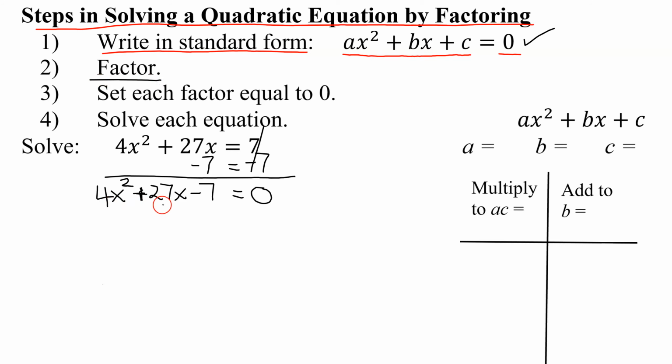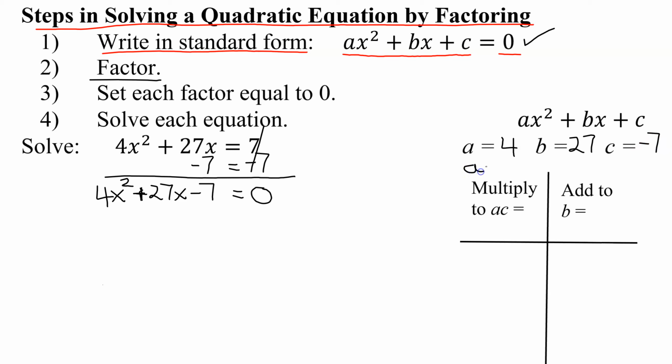The first thing we try and do with every factoring problem is ask, is there a greatest common factor? Well, my numbers are 4, 27, and negative 7. No numerical common factor. They don't all have x's, so I have no common factors. So now I'm going to compare this to ax squared plus bx plus c. A is the coefficient of the x squared term, so it's 4. B is the coefficient of the x, which is 27. And c is the constant of negative 7.